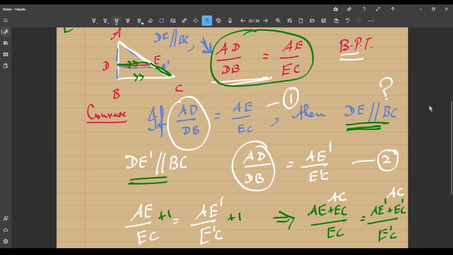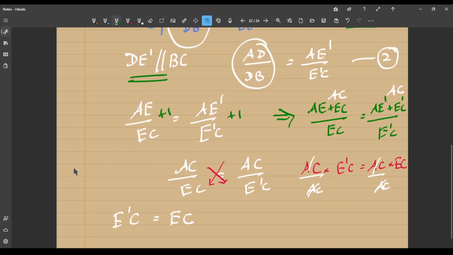And now here we have proved the converse of the second video, the basic proportionality theorem has been proved.